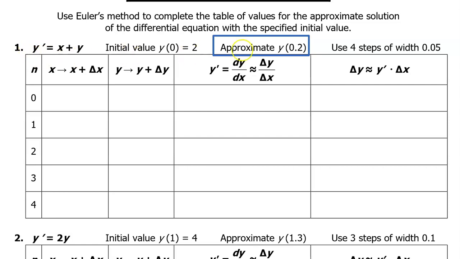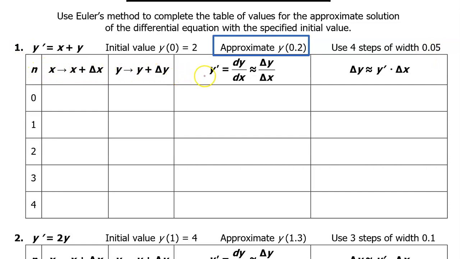For problem number 1, we are asked to approximate the value of y when x is 0.2, and we are given all of the information we need to use Euler's method to do this. We are told that y prime is equal to x plus y. We are given the initial point, y at 0 equals 2, and we are told to use steps with width 0.05.